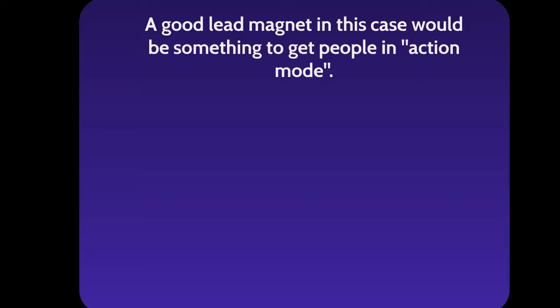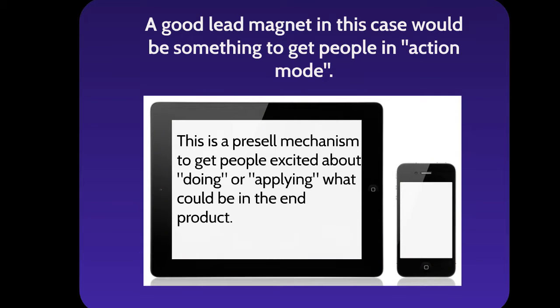So a good lead magnet, or whatever you're trying to give away for free, in this case would be something to get people in action mode. Let me explain. This is a pre-sale mechanism to get people excited about applying what could be in the end product. So workbooks, action lists, checklists, or even reports. These could be potential good lead magnets if you're trying to sell an ebook.